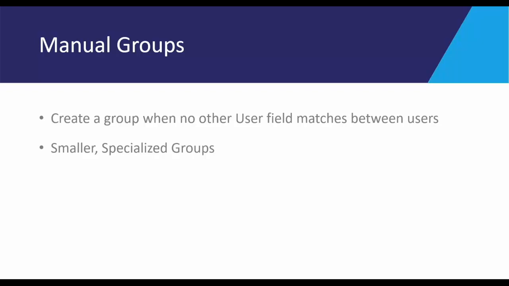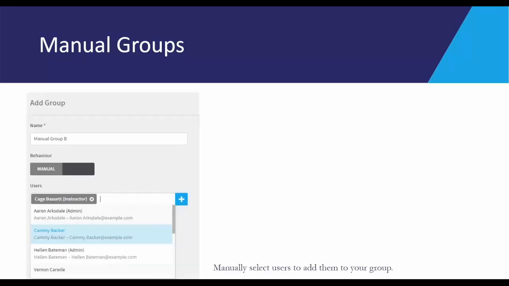Of course, you can also create a group manually. So if there's no way to group users together, there's no common attribute or field between them, then you can create a group manually and just add users to it. That'll be useful if you have smaller specialized groups, like a task force of some kind, perhaps. Here's how that works, just the good old search functionality. You can search through your users and add them to the group manually.